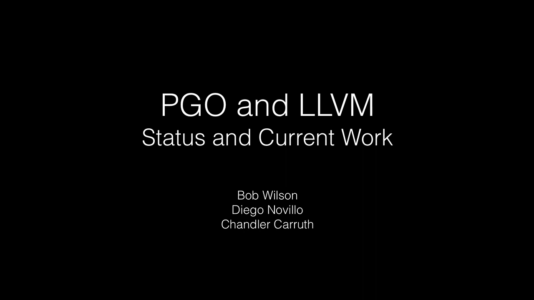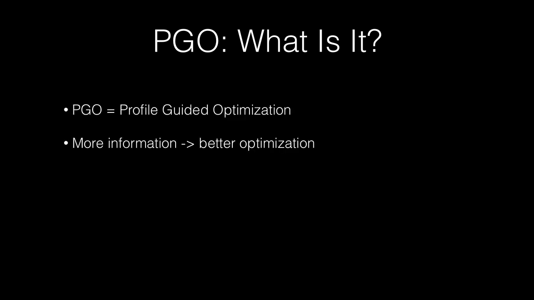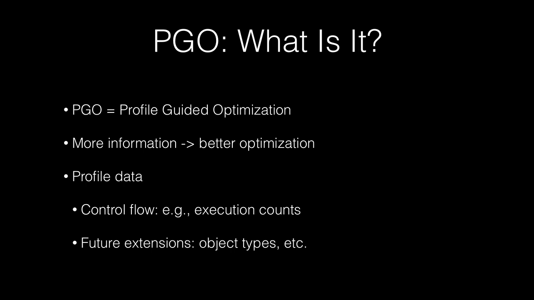All right, good afternoon. I'm Bob, and together with Diego and Chandler, I'm going to talk about PGO and LLVM. So PGO is profile-guided optimization. The idea is to run an application with profiling to collect a sample of the behavior of that application, and then come back and recompile it with the profile as feedback so the compiler can make better choices about how to optimize. What's in that profile?